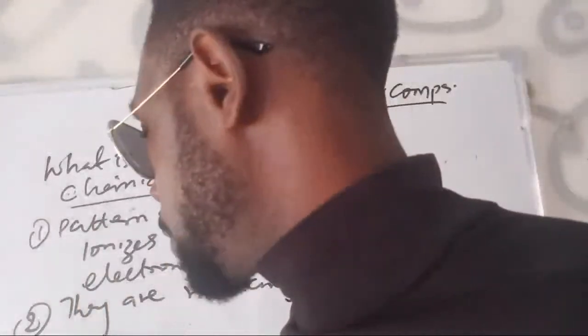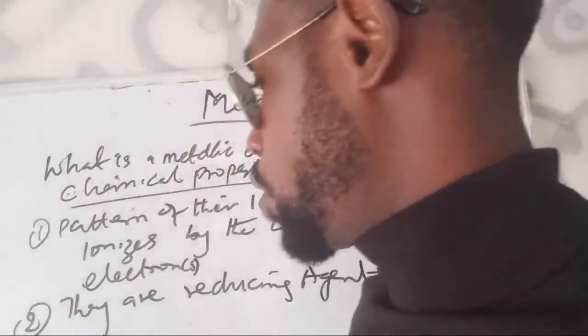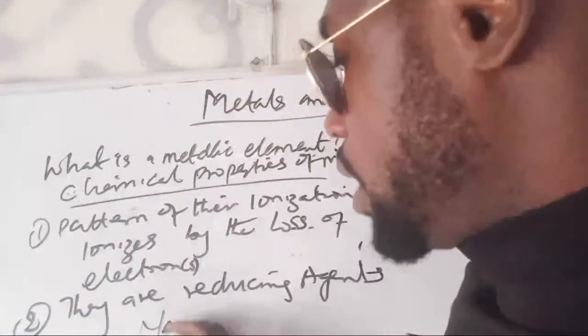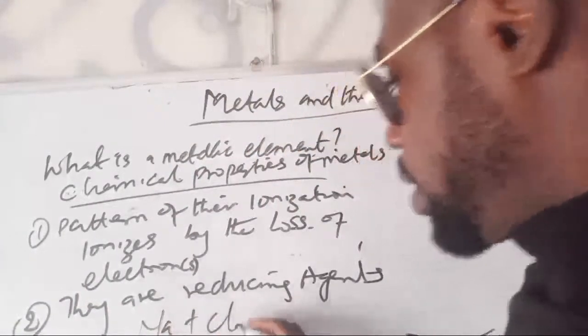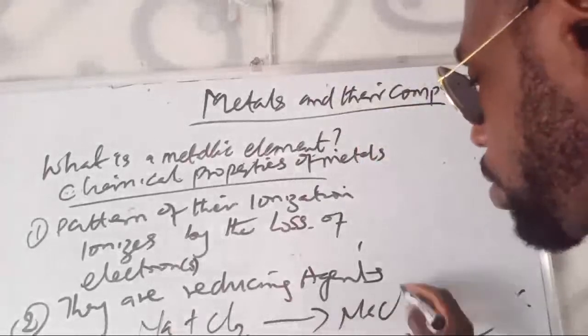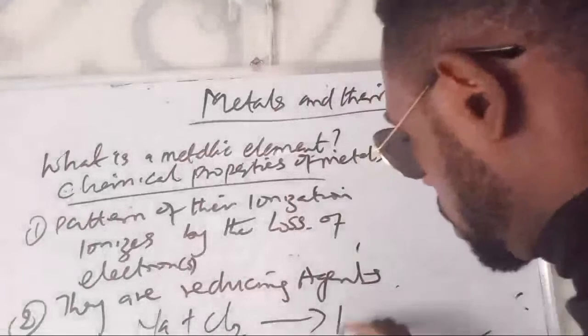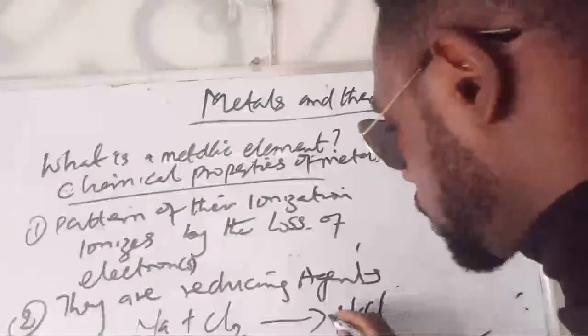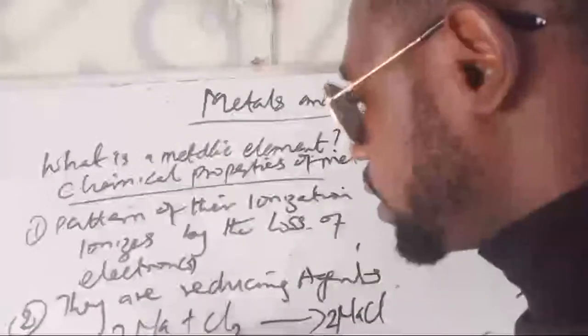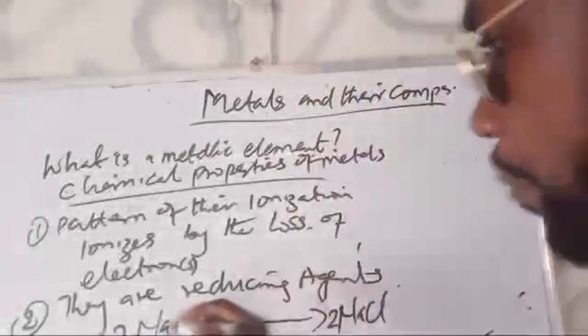Then next, what I mean, I can write an equation here. If you say sodium plus chlorine to give you sodium chloride, balance the equation. This is sodium chloride. There should be two here. In this case, remember the charge here is automatically going to be plus one.